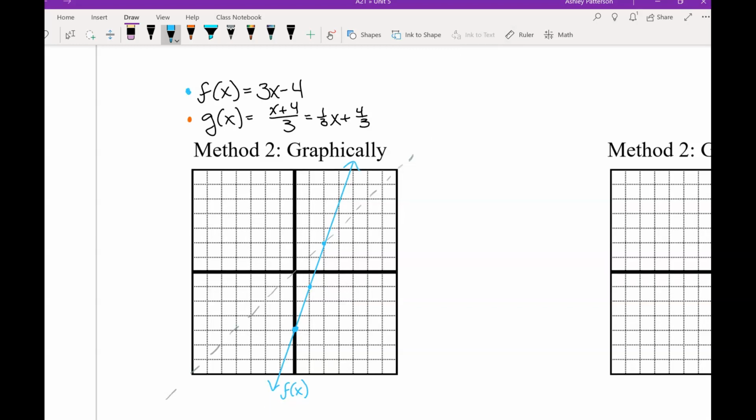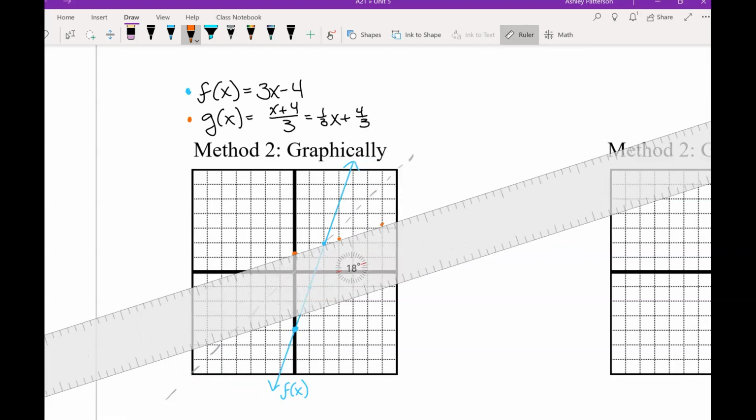Now we're testing, is g of x an inverse? Well, 4/3 is 1 1/3, so I'm going to carefully graph that. And then I'm going to go up 1 and over 1, 2, 3, doing my best to uphold that 1/3 on the graph. Okay, grabbing my straight edge again.